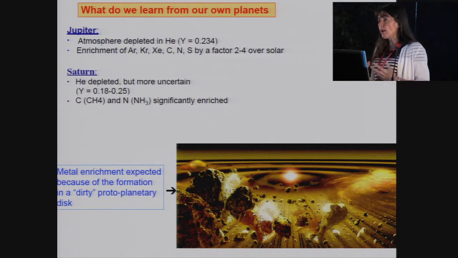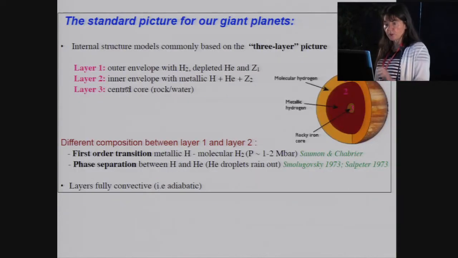And this metal enrichment is somehow compatible with our understanding of planet formation in what I call a dirty or dusty disk, where your object is accreting all these types of condensates in your disk. For example, the core accretion model would predict this type of enrichment.